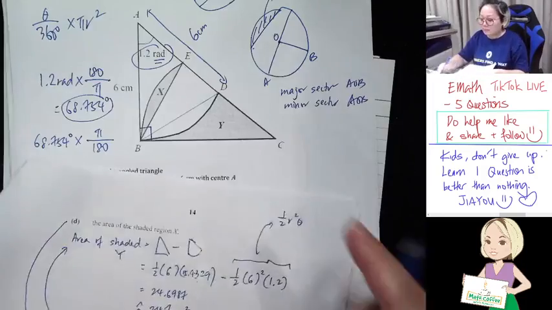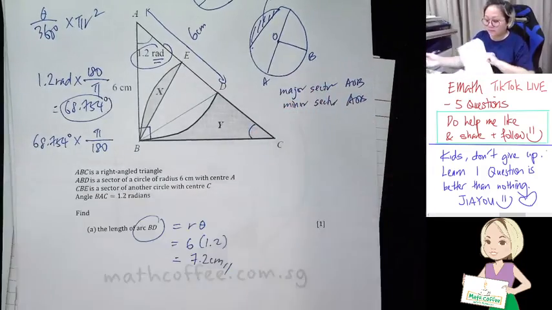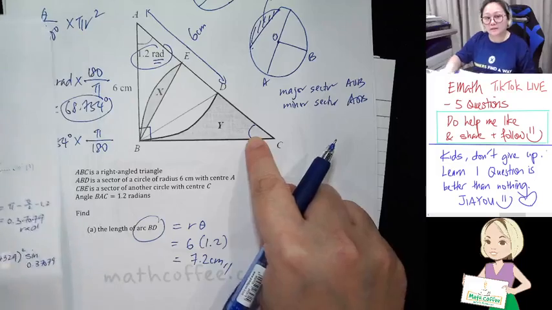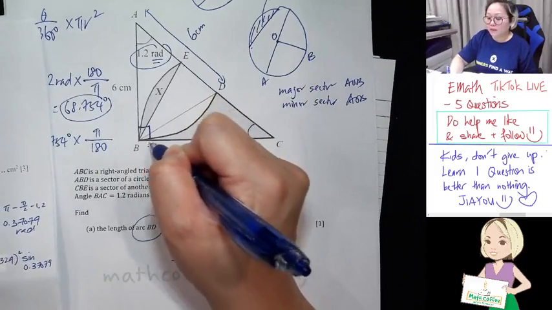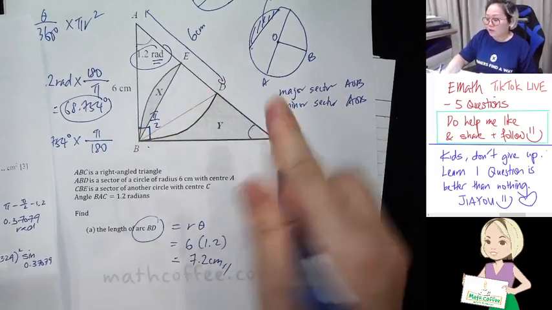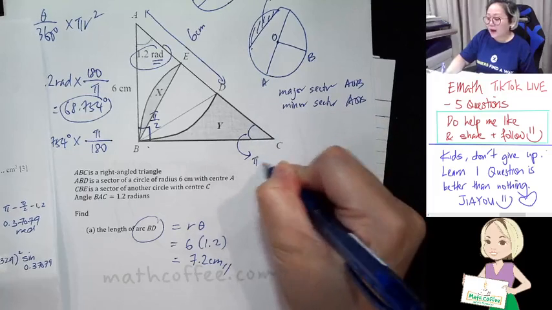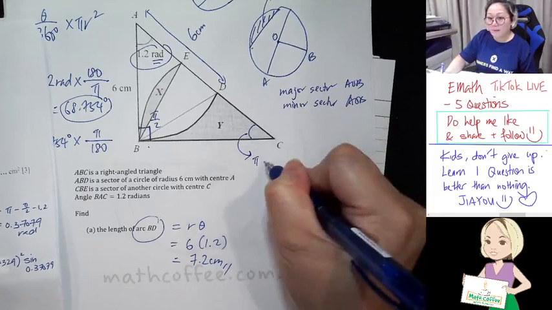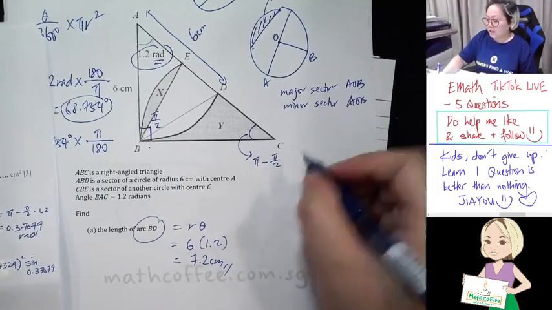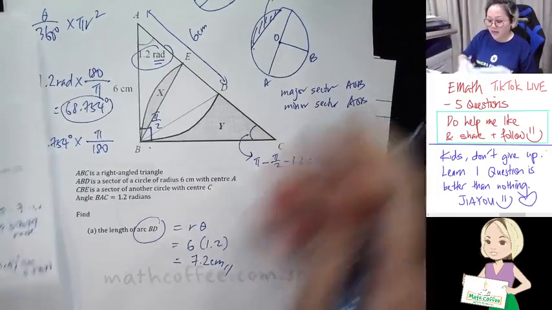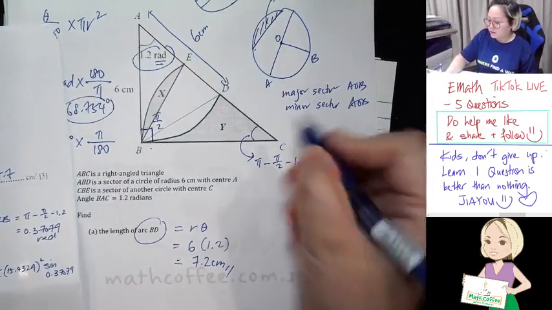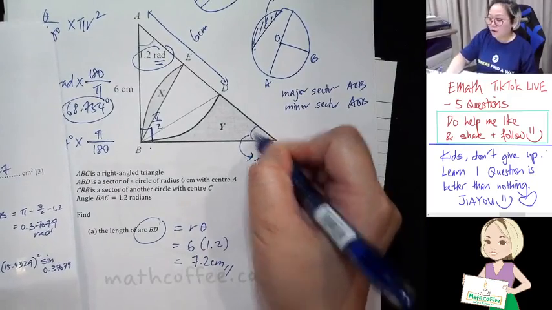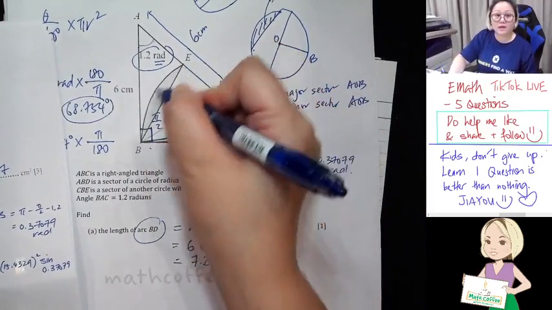To find the sector, you need this angle here, right? So how do I find this angle? Because I have 1.2, I have 90. Kids, 90 degrees in terms of radian is pi over 2. So to find this angle over here, I just take pi, which is 180 degrees, minus pi over 2, which is 90, minus 1.2, and I get 0.37079 radian. This is this angle over here. I need this angle because I need to find the area of this sector.